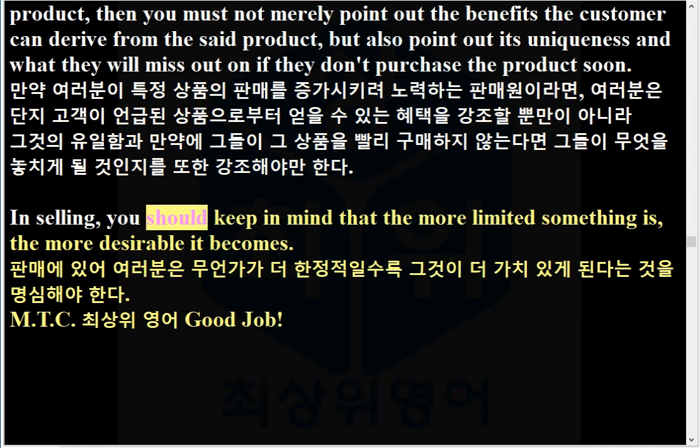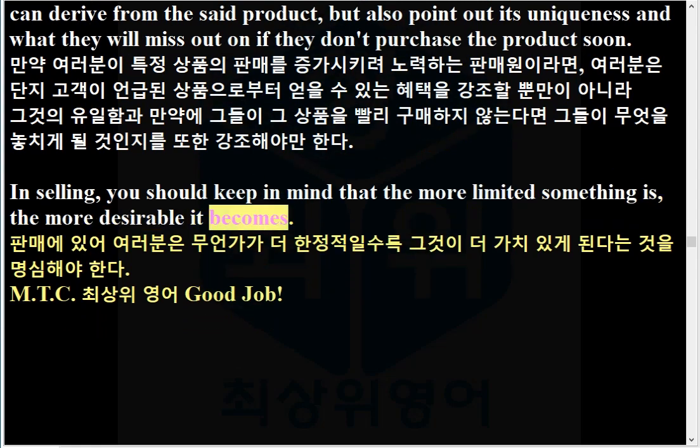In selling, you should keep in mind that the more limited something is, the more desirable it becomes.